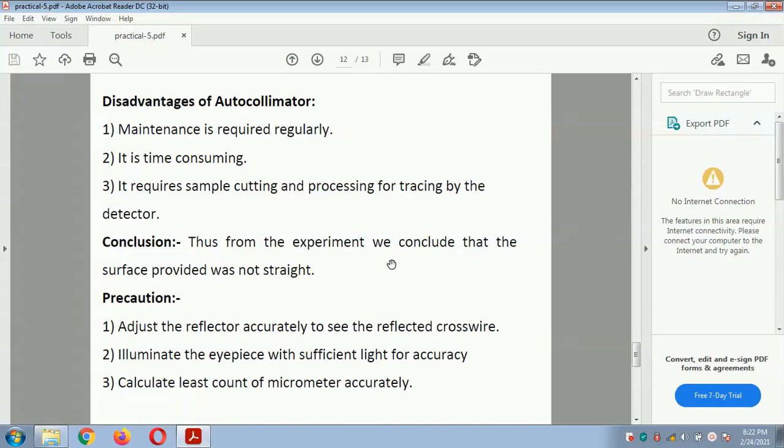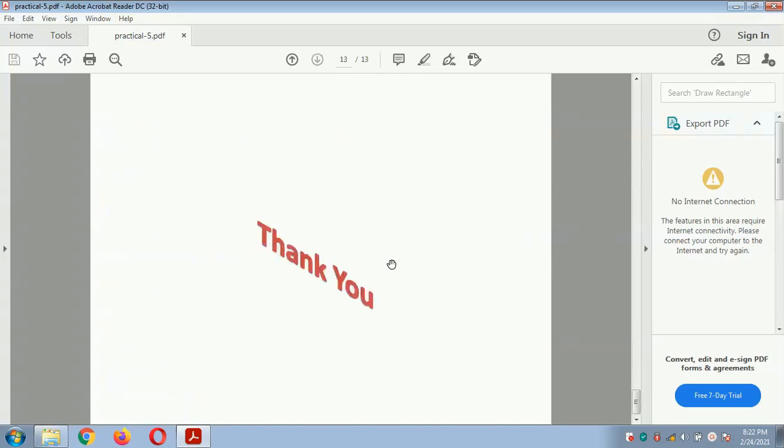The precautions to be taken while doing this practical: adjust the reflector accurately to see the reflected crosswise, illuminate with sufficient light for accuracy, and calculate the least count of the micrometer accurately.